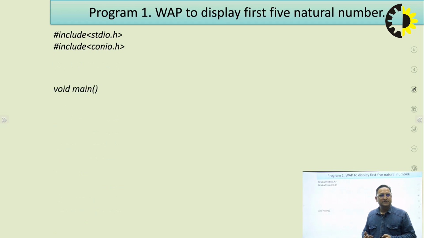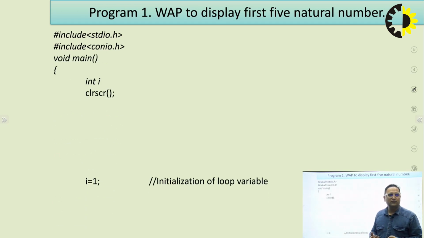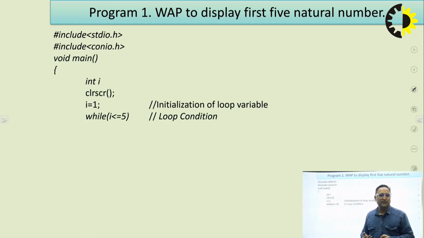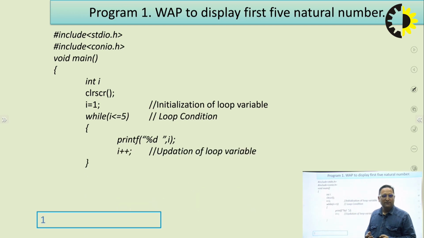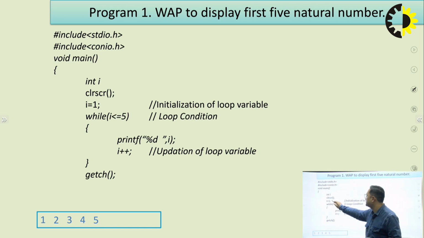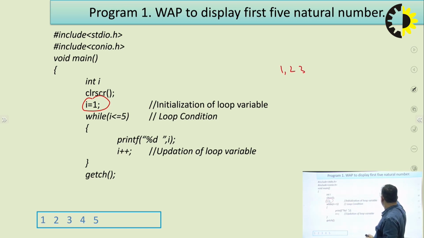Now it's time to understand through a code example. The problem statement here is we have to write a program to display the first 5 natural numbers, right? So what are the first 5 natural numbers? You can see the output of this program is 1, 2, 3, 4, 5. How are we doing it? We have initialized it from the value 1. We know that to print 1, 2, 3, 4, 5, we have to start from somewhere.